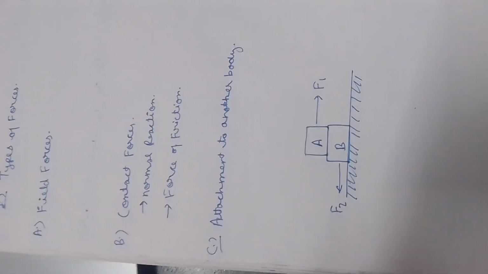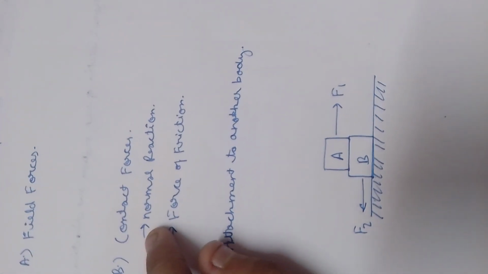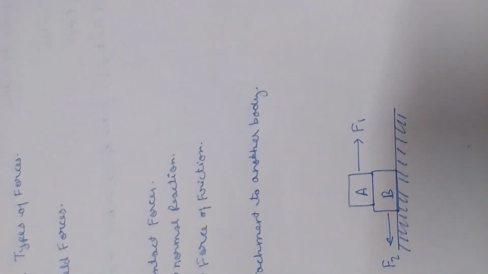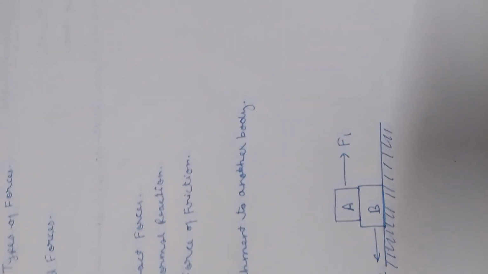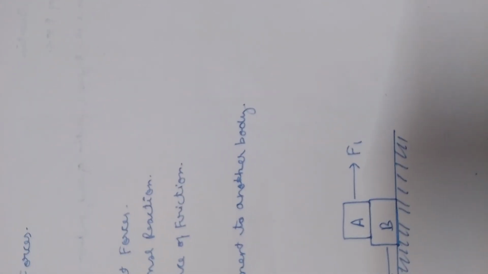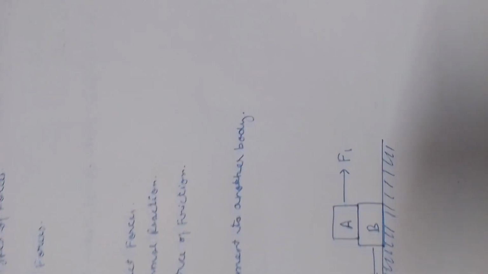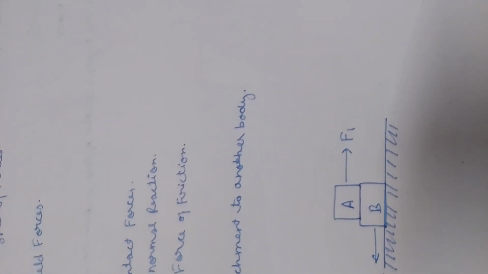And next we will see the contact forces. Contact forces are of two types. First is normal reaction. So what is a normal reaction? Two bodies in contact exert equal and opposite force on each other. If the contact is frictionless, the contact force is perpendicular to the common surface and is known as normal reaction.